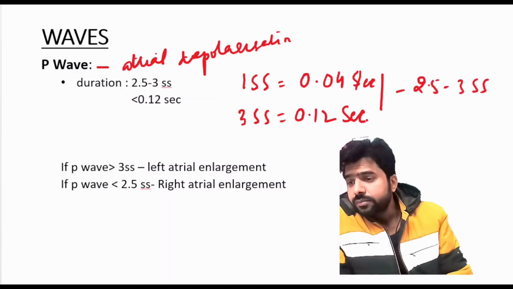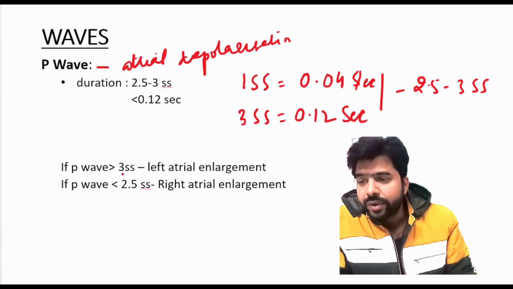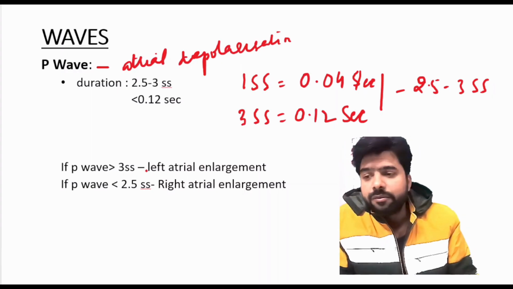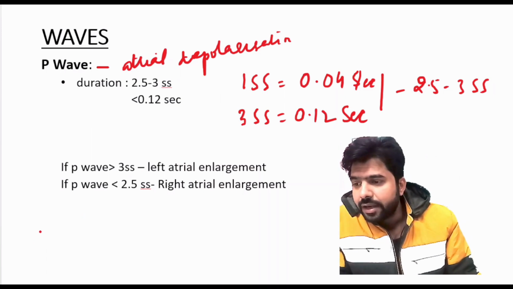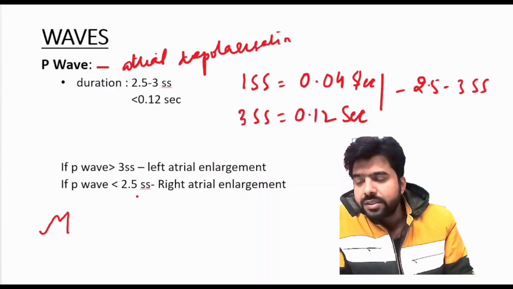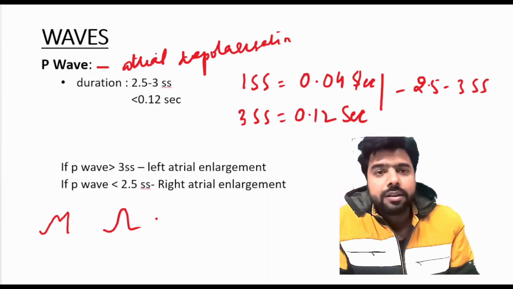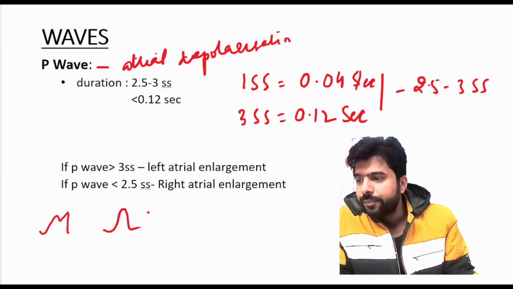Now, if the P wave is more than 3 small squares, then it will be found in left atrial enlargement, and it will be slightly bigger or have an M pattern. And if the P wave is less than 2.5 small squares, then it occurs due to right atrial enlargement, and it is slightly peaked or taller than the normal P wave. Okay.